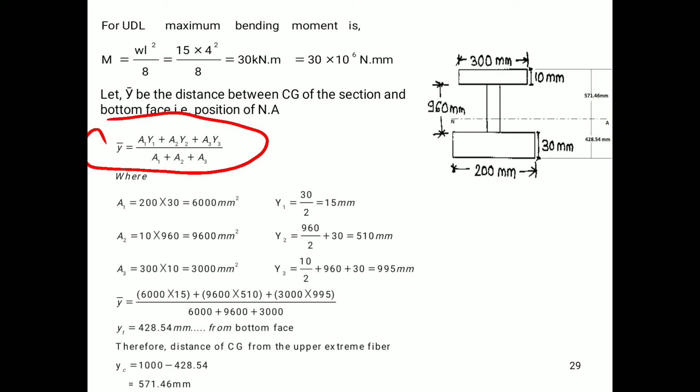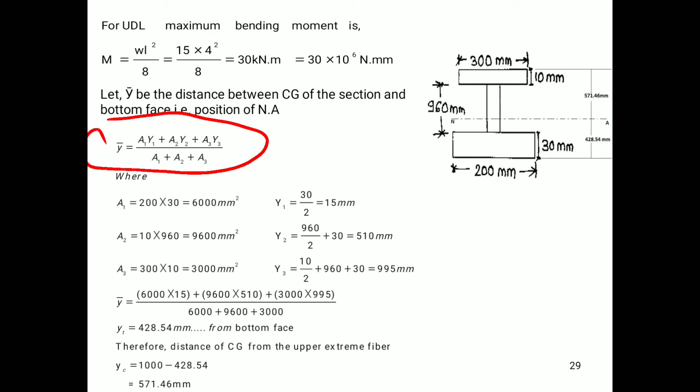Why have we denoted it by the letter yt? Because as the beam is simply supported, the layer which is below the neutral axis is in tension, whereas the layer which is above the neutral axis will be in compression.